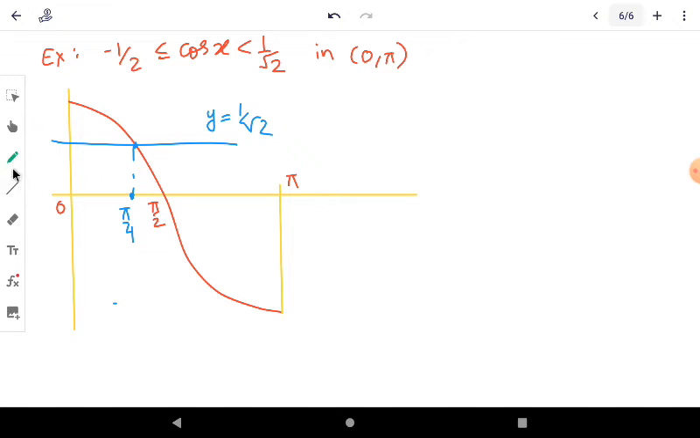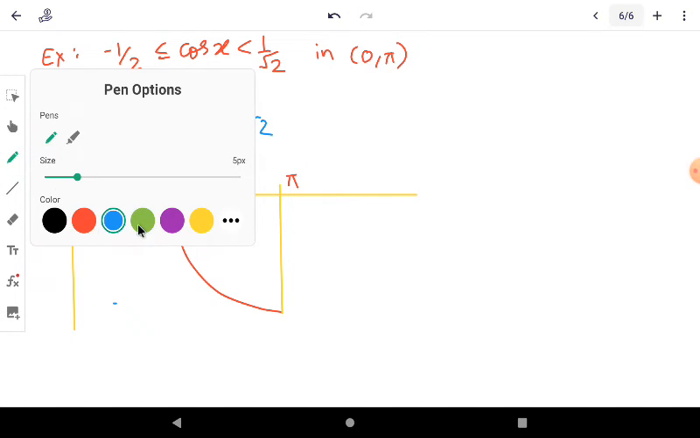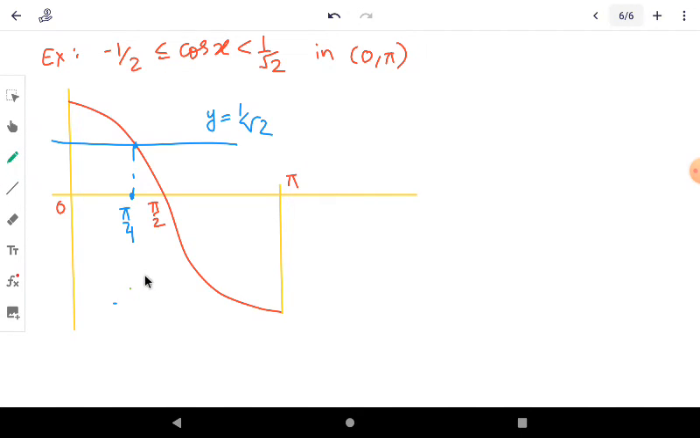Now if I draw another line, y equals minus 1 by 2 like this. Okay. So y equals minus 1 by 2 line. So this point is the intersection of what? Cos x with the minus half line. Now if you think closely, this point is in the second quadrant, so it is pi minus pi by 3. So this point is 2 pi by 3.